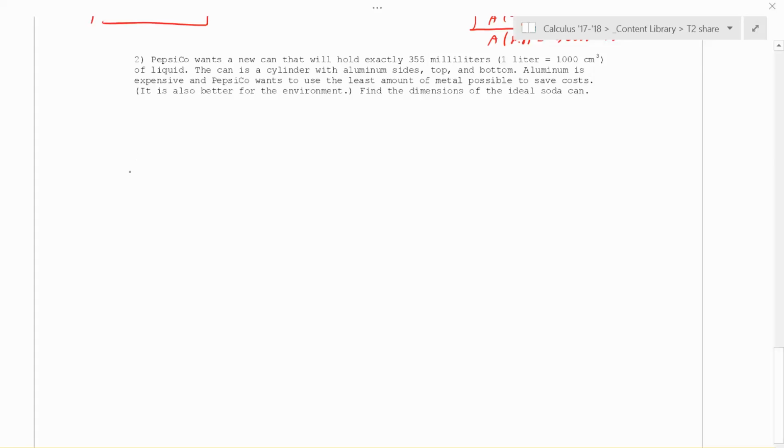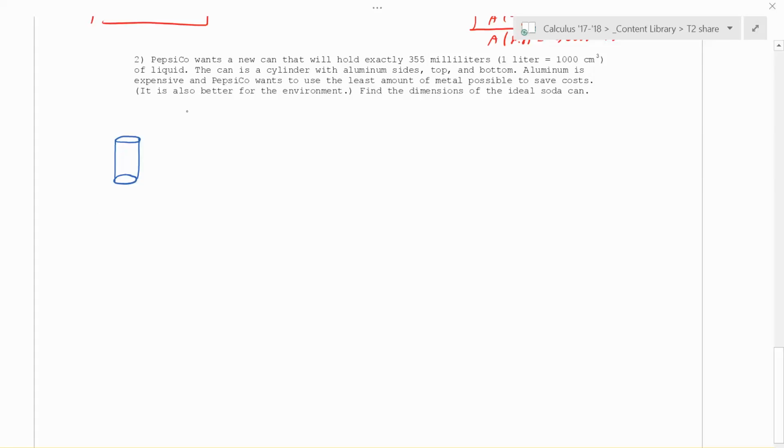Okay, so let's draw our soda can. We've got a circular bottom, we've got the top, the sides, and the top. This would be another good thing for you to make out of paper to see what the construction looks like.